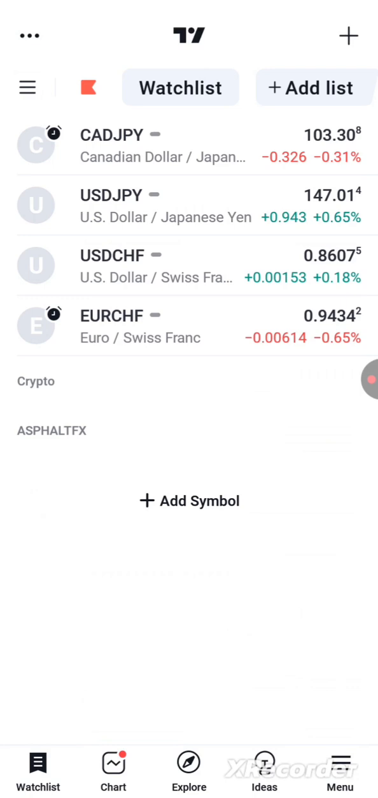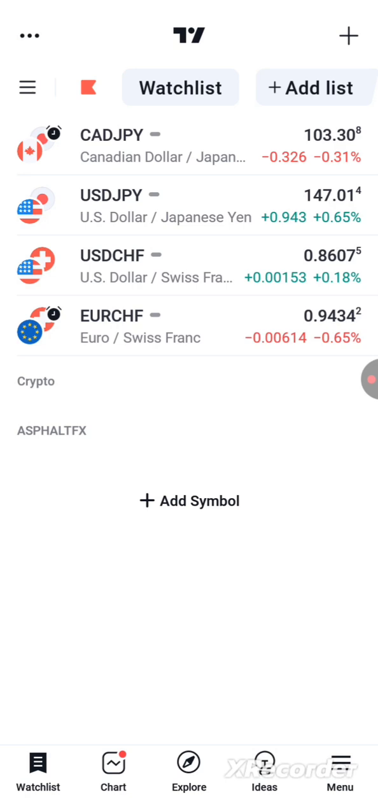Alright, so in my watch list, I trade only 4 pairs: CAD JPY, USD JPY, USD CHF, that's US dollar Swiss franc, and EUR CHF, that's Euro Swiss franc. That's one of the things I teach my students in Asphalt FX Academy: it is very good to trade a minimum of currency pairs. Combining a lot of pairs together is going to be complicated for you. So it's very okay to have only 4 currency pairs, or below 4 currency pairs. Now let us dive into my winning trade.